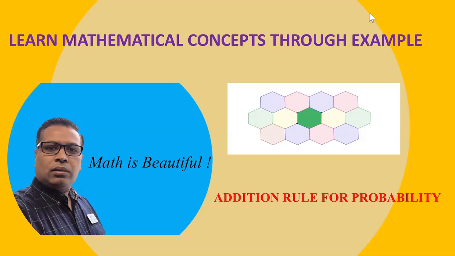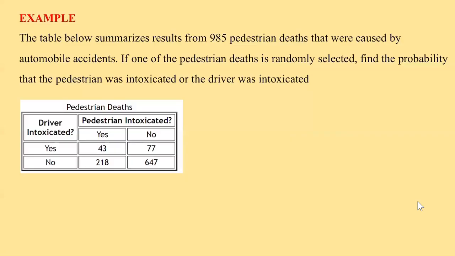In this video, we are going to learn addition rule for probability with the help of an example. Here is that example. The table below summarizes results from 985 pedestrian deaths that were caused by automobile accidents. If one of the pedestrian deaths is randomly selected, find the probability that the pedestrian was intoxicated or the driver was intoxicated. Here is the table.